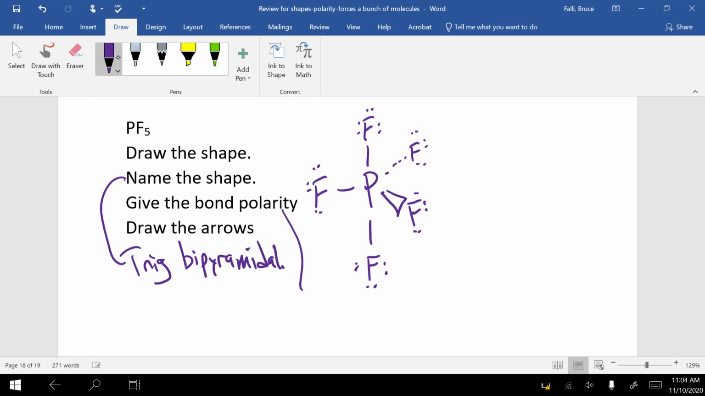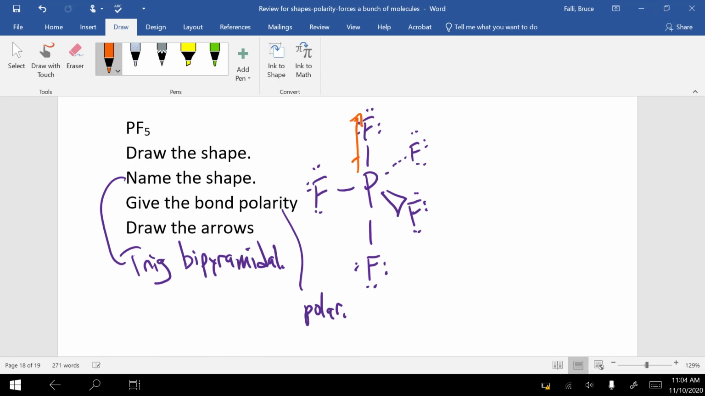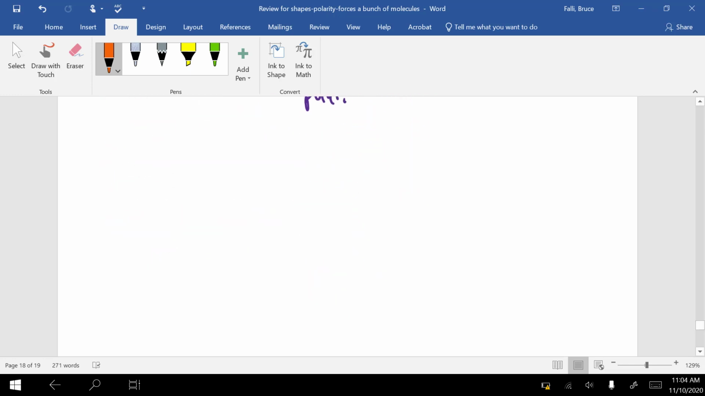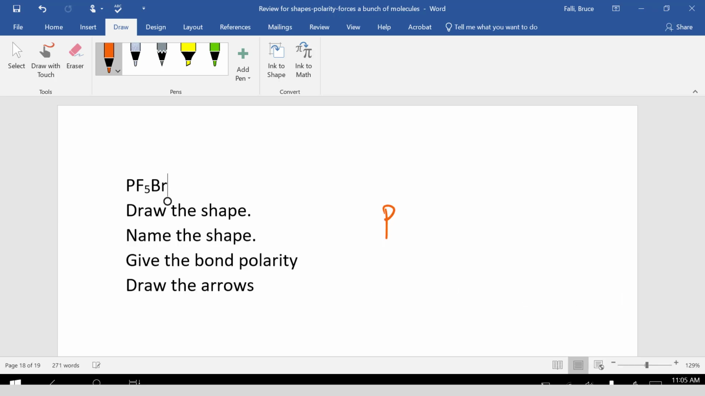The bond polarity is polar because the difference is greater than 0.4. And draw the arrows. Let's do them in a different color. Fluorine's more electronegative, more electronegative, more electronegative. There you go. And, oh man, this one looks almost exactly the same.